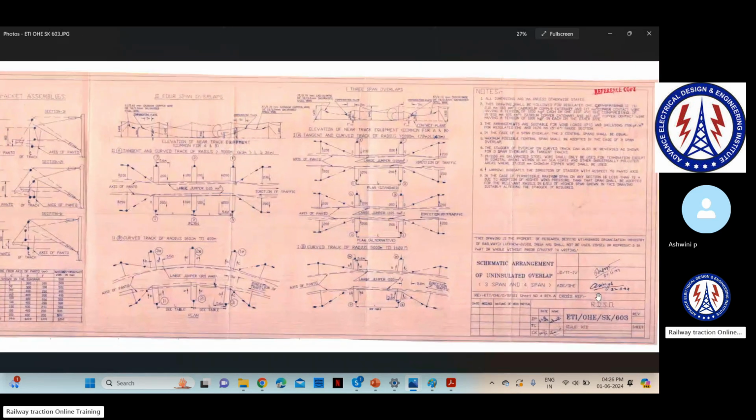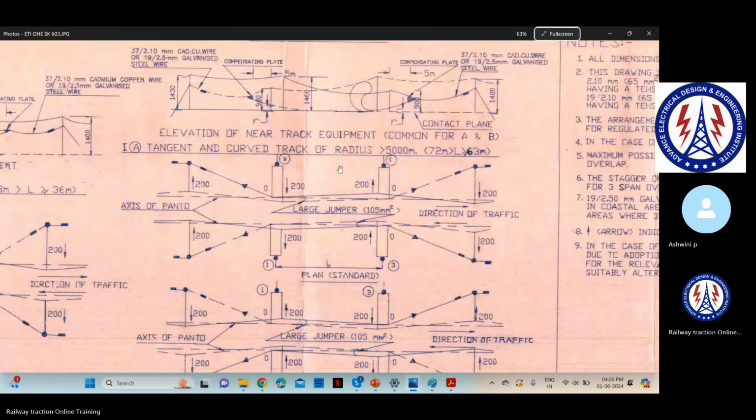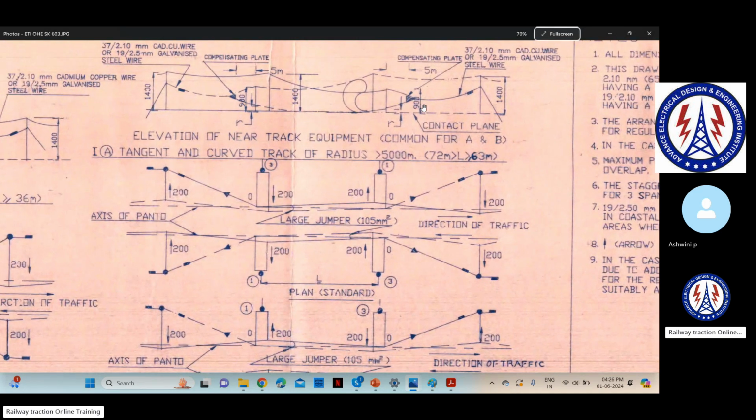This is the uninsulated overlap. The concept is the same over here also. 500 mm, 900 mm, same. But give a look over here. What is the difference? Let me know. Inner and outer. No. It is a straight line. I am not considering any curve.